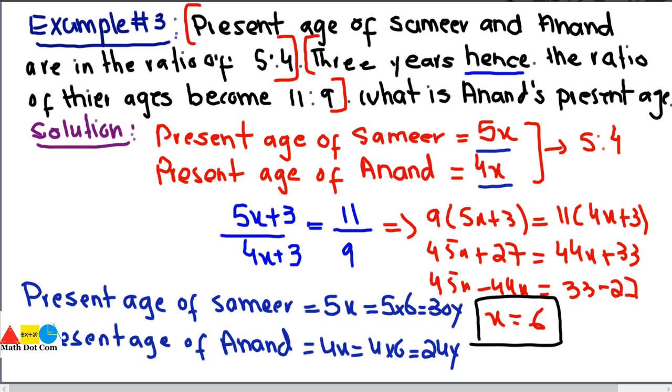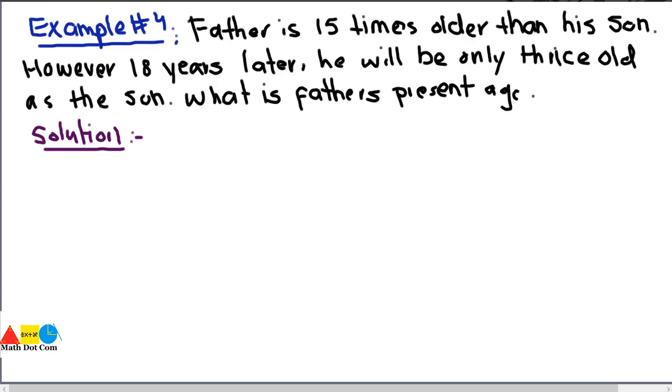So this is how you can solve the word problems related to ages by using simple steps and tricks. Let's have one last example. Hope these help you a lot. The father is 15 times older than his son. This is part 1 of the question, that is, one equation will be from this part. And the other is this. However, 18 years later, he will be only thrice as old as the son. This is the second part of the question.